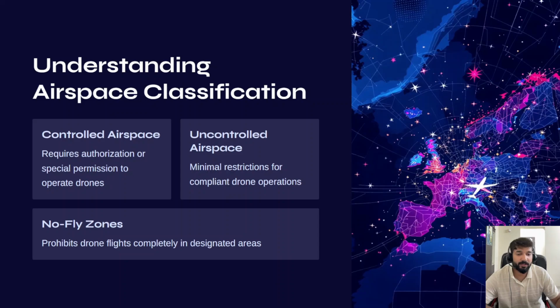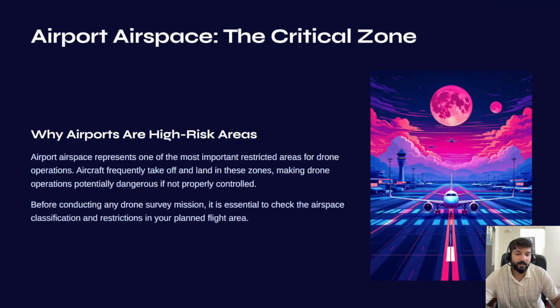Let's begin with airspace awareness. Airspace refers to the portion of the atmosphere controlled by aviation authorities. Different areas of airspace have different levels of restrictions depending on the type of aviation activity in that region. Some areas allow drone operations with minimal restrictions, while others require special permission or prohibit drone flights completely. One of the most important restricted areas is airspace near airports. Aircraft frequently take off and land in these areas, which makes drone operations potentially dangerous if not properly controlled.